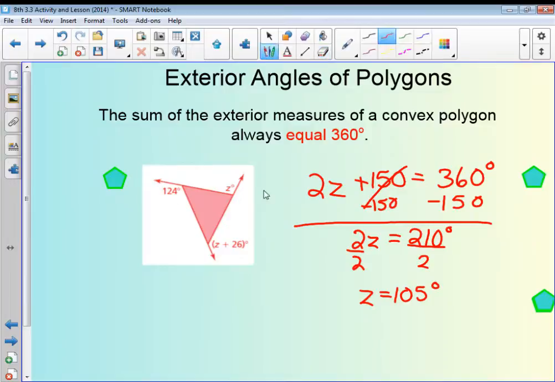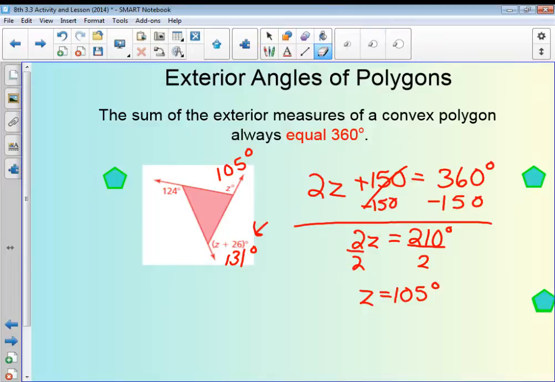Okay, so now I have to go back in and piece that information in. So where I had just a Z, it's 105 degrees. Now I also have down here Z plus 26, so 105 plus 26 is going to give me 131 degrees here. And if I were to check, I could add 131 plus 124 plus 105, and it should give me the 360, and it does.